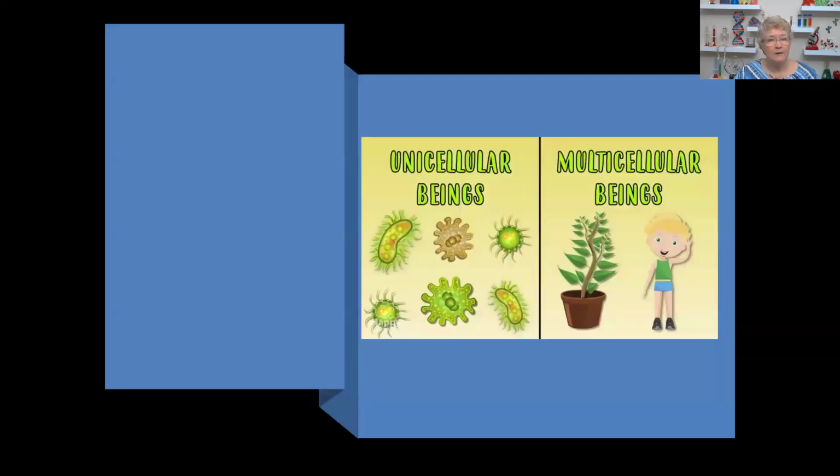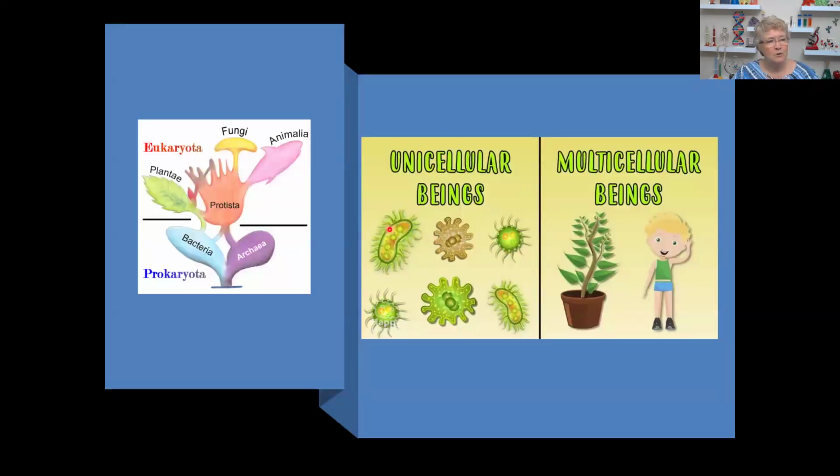You can see that right here. You can see the picture right there. So unicellular means they're just one cell. That doesn't necessarily make them really simple. Remember, one cell does all the jobs. We're in a multicellular being. We've got a bunch of different cells doing a bunch of different jobs.